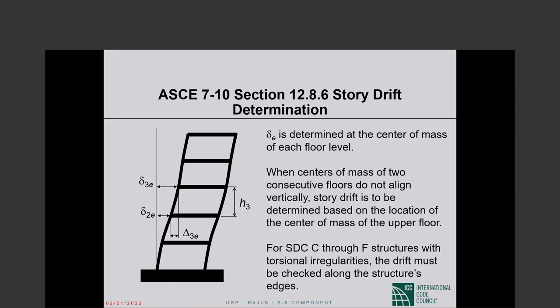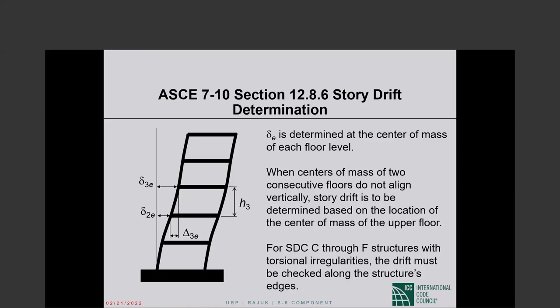For design category C through F structures with torsional irregularities type 1A or 1B, the drift must be checked not at the center of mass or center of mass and a vertically aligned point below, but at vertically aligned points along the edges of the structure, as I discussed with you earlier. Torsion will mean that the deflections are larger along the periphery than at the center of mass. So we go with vertically aligned points along the edges of the structure.